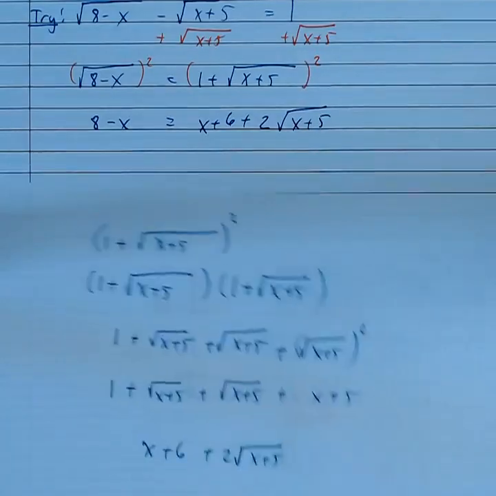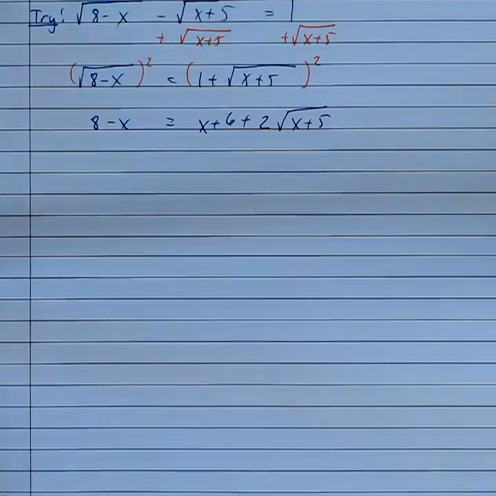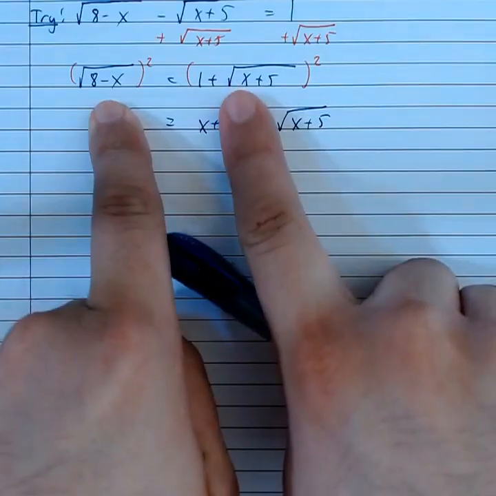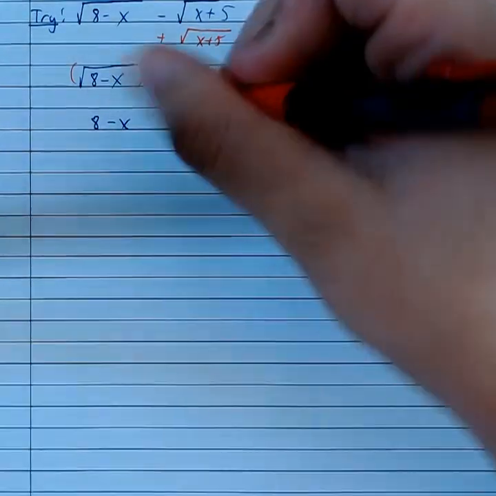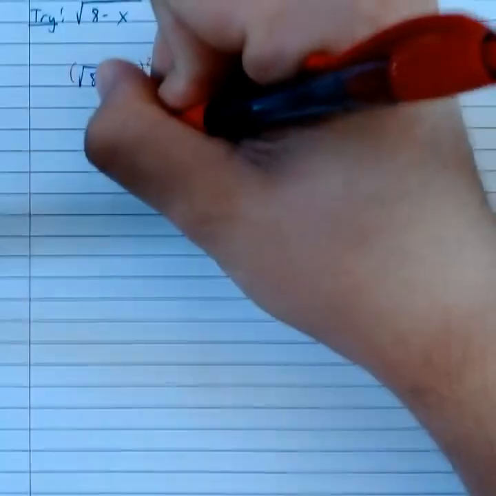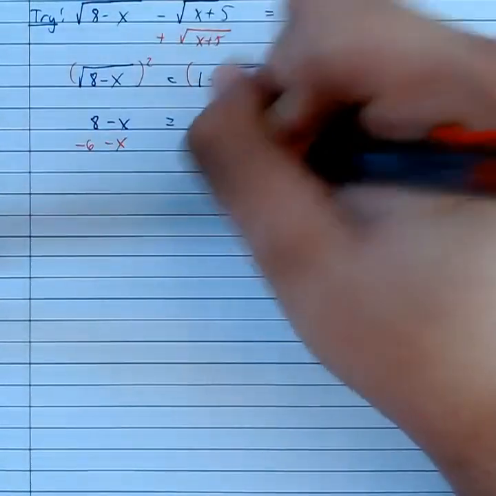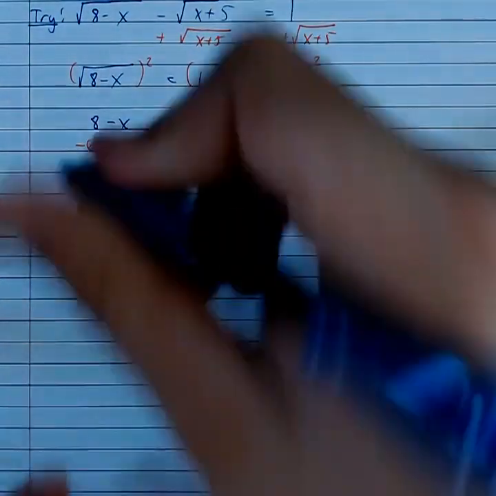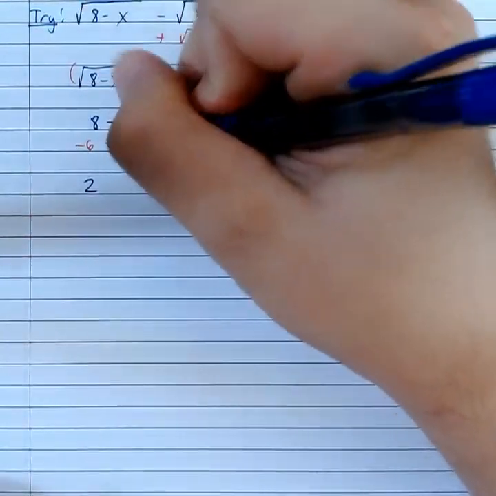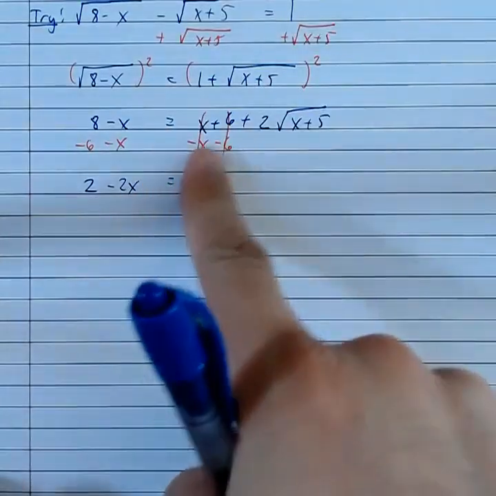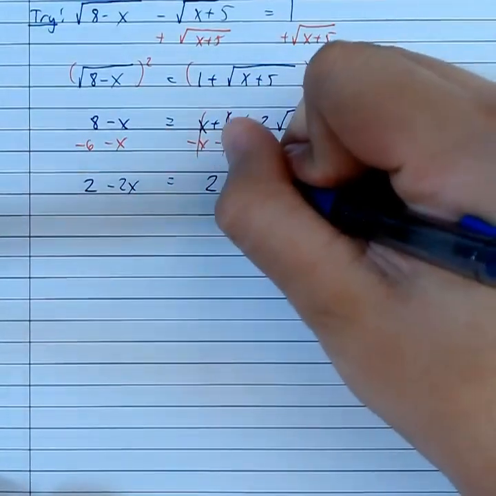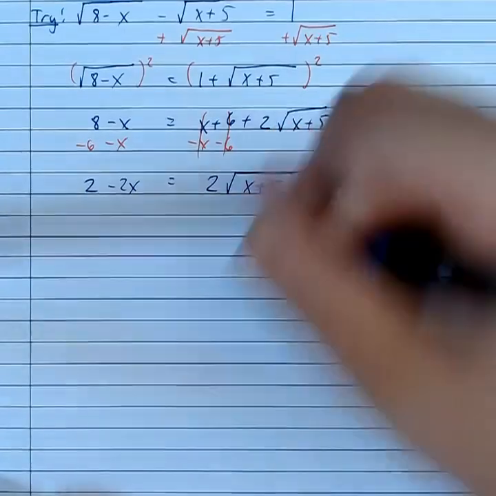So now let's go ahead and isolate the other radical. Notice we've gotten rid of one radical. So now we're going to isolate the remaining one. Let's get rid of this stuff here. Let me subtract x and subtract 6 from both sides. And that's going to give me 8 minus 6, that's 2. Negative x minus another x, that's negative 2x. Those are both gone. And that's 2 square root of x plus 5.